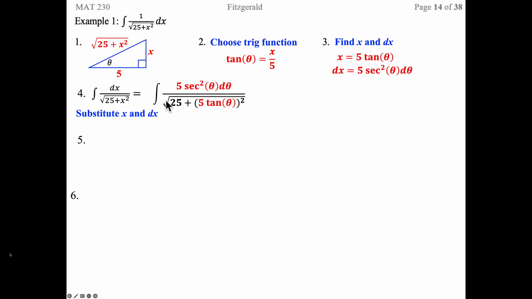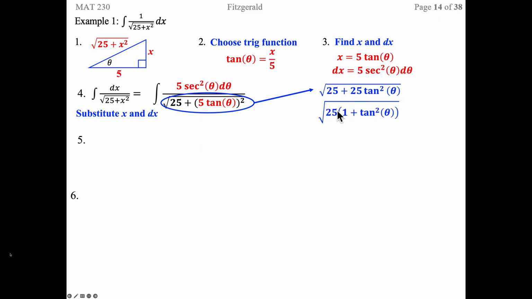Now, a good rule of thumb is you want to manipulate the square root. So off to the side, I'm going to start to manipulate it. I cannot take the square root of 25 and 25 tangent squared theta because of that plus sign. I have to get this plus sign inside parentheses. I'm going to factor out 25 as the GCF. That's 25 times this factor.